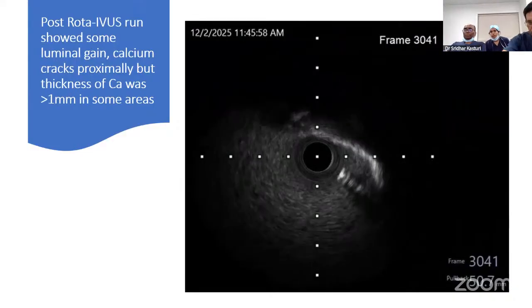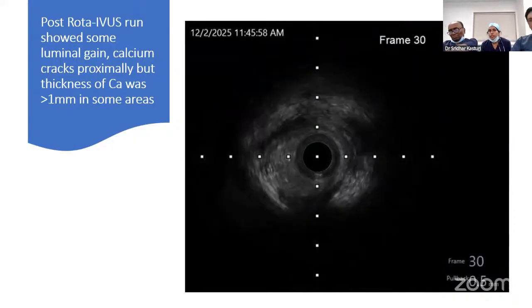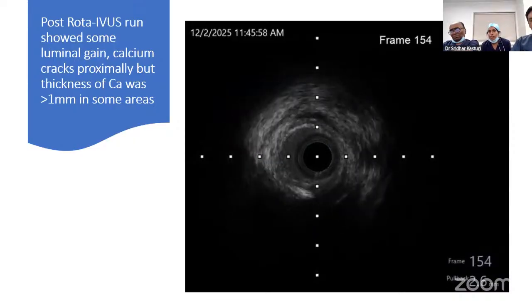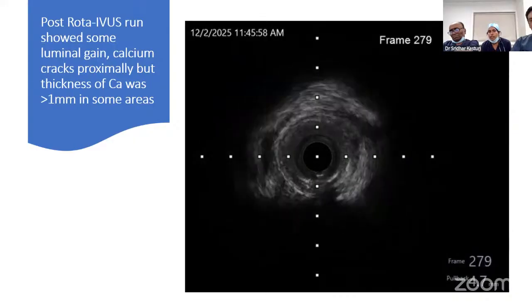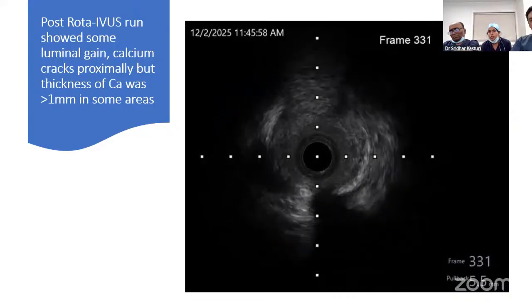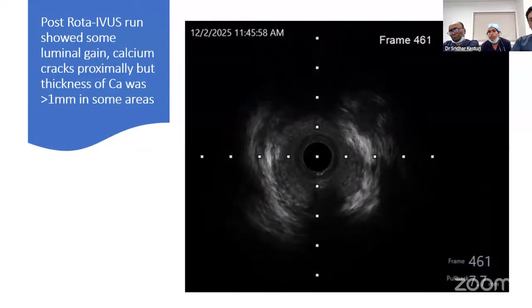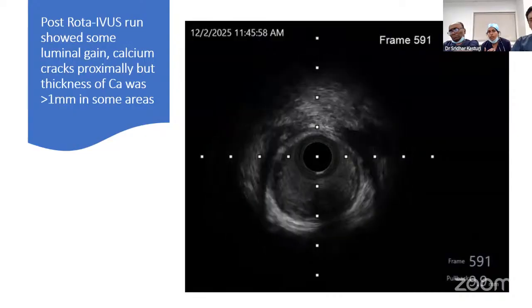Aparaj, you can comment. In this IVUS pullback, we can see that in proximal LAD there is some luminal gain along with cracks in the calcium. But as we come forward into the osteoproximal LAD, still the 360-degree calcium is there and there is no luminal gain. Even the LM calcium nodule was untouched by rota ablation. So we have to go ahead with another approach, or we have to increase the burr size.